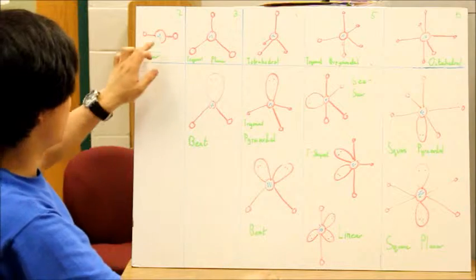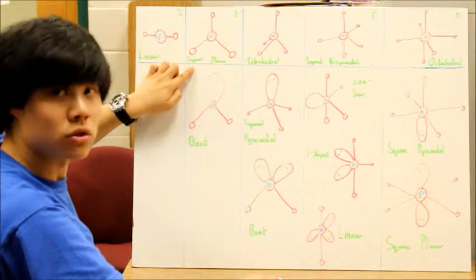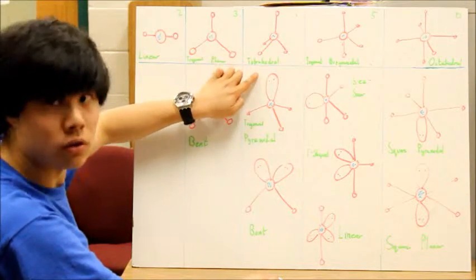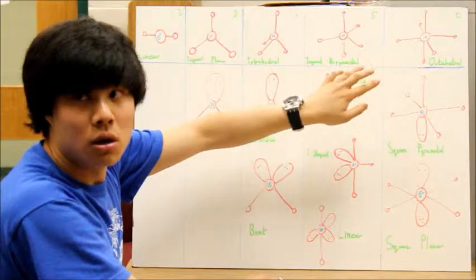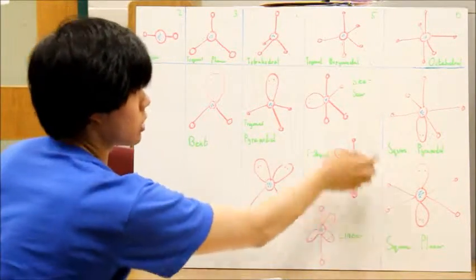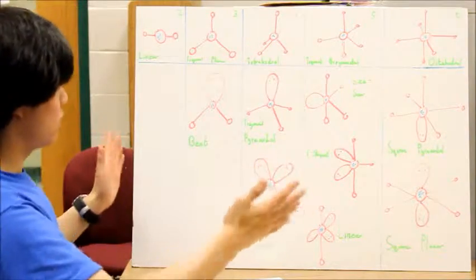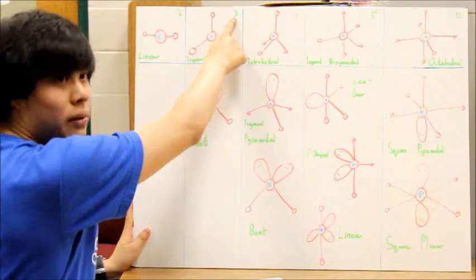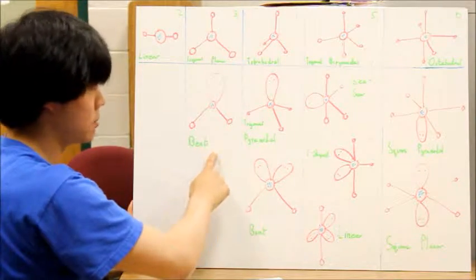So quick review, if you have 2 domains for molecular geometry, linear. 3 domains, trigonal planar. 4, tetrahedral. 5, trigonal bipyramidal. And 6, octahedral. Molecular geometries will stay the same regardless of the lone pair electrons, because molecular geometries do not take into account lone pair electrons. Now, if you have 3 domains with 1 lone pair electron, it's bent.